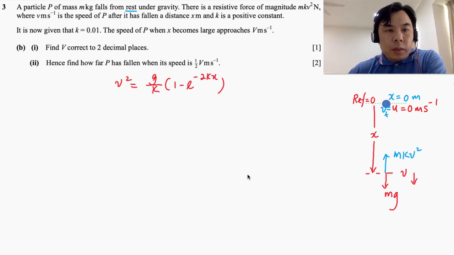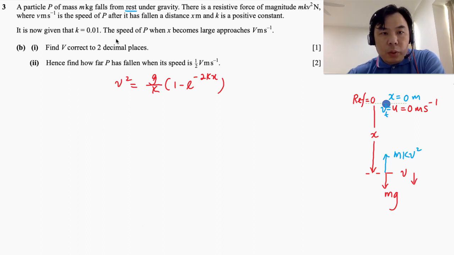This is the next section of question 3 now. It is now given that k is equal to 0.01. The speed of p when x becomes large approaches v. Now we need to find v correct to 2 decimal places and then hence find how far p has fallen when its speed is half of v. First of all, we're going to substitute this k value into the equation that we have already solved.